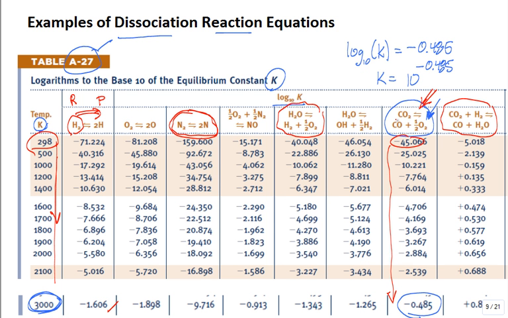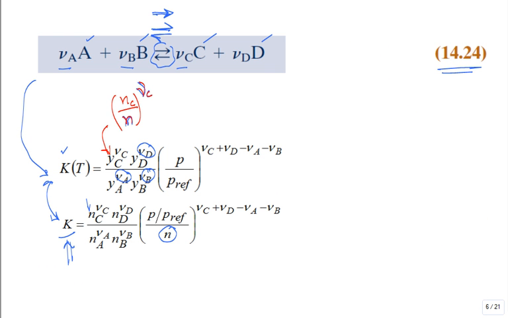But at low temperatures, everything's on the left. It's all CO2. All right. So that's how you use this. This K is a function of temperature.